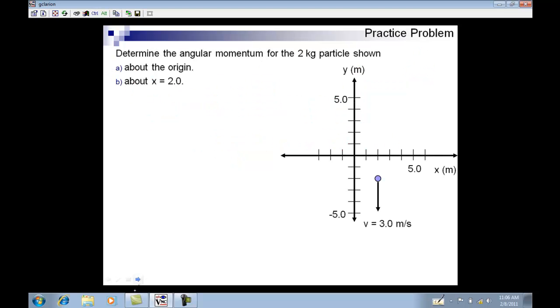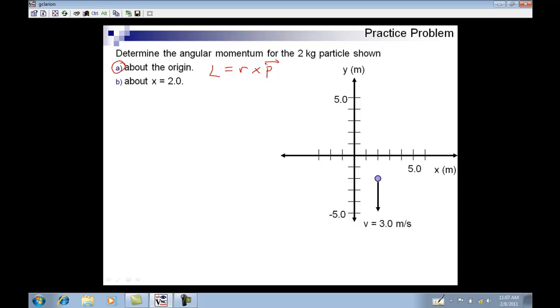Now, this is the reason why I brought up that torque equation again. I want to make sure that we can solve this cross product using the method that I showed you earlier. It says, determine the angular momentum for the 2 kilogram particle shown. We'll just do part A. Again, the angular momentum is equal to the cross product of the r vector times the momentum vector.